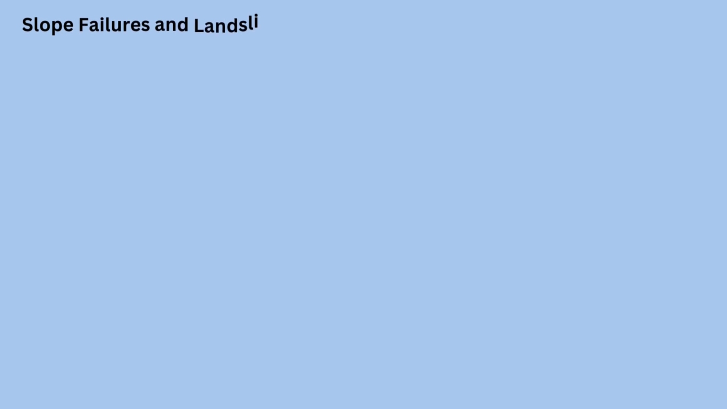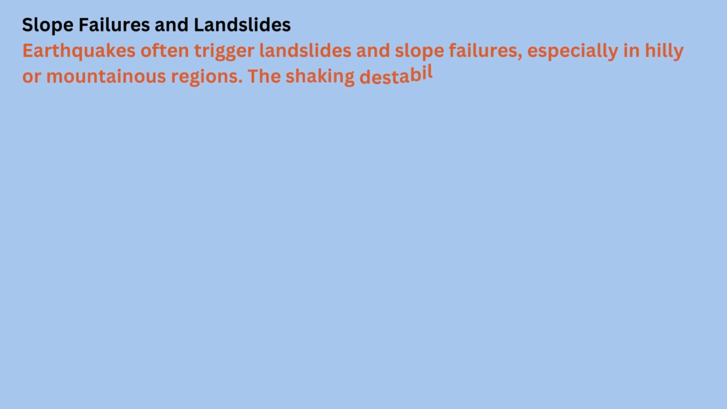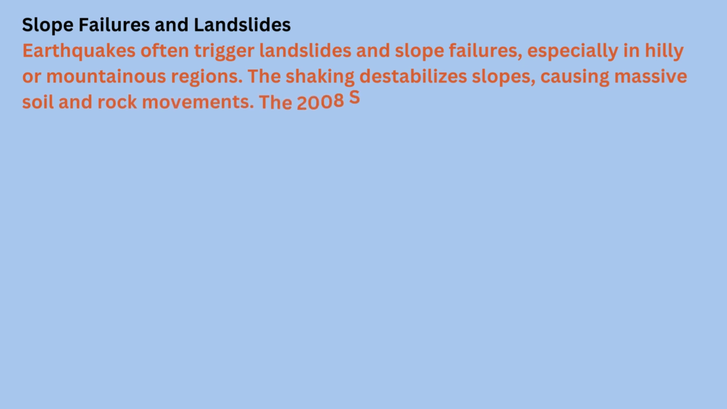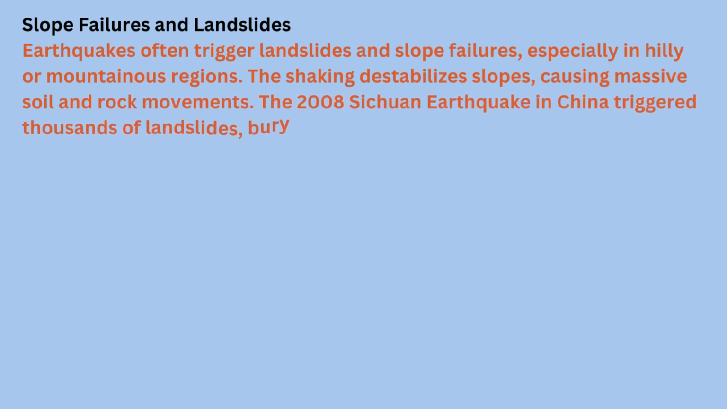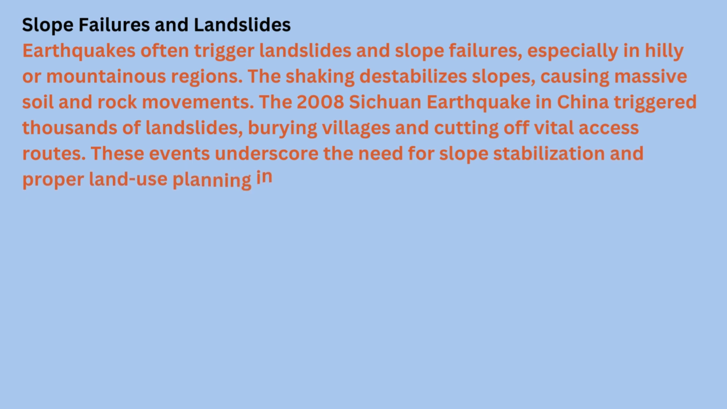Slope failures and landslides. Earthquakes often trigger landslides and slope failures, especially in hilly or mountainous regions. The shaking destabilizes slopes, causing massive soil and rock movements. The 2008 Sichuan earthquake in China triggered thousands of landslides, burying villages and cutting off vital access routes. These events underscore the need for slope stabilization and proper land use planning in seismic areas.